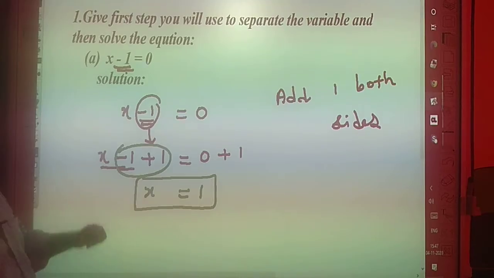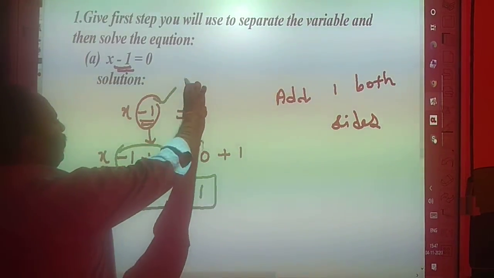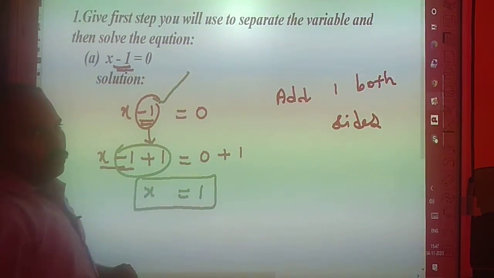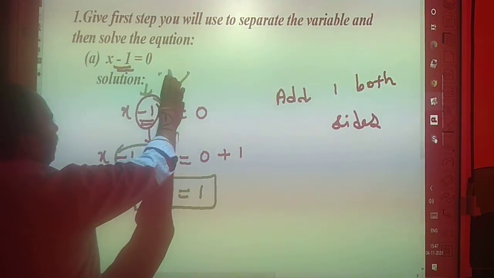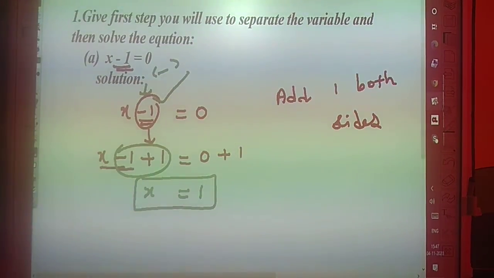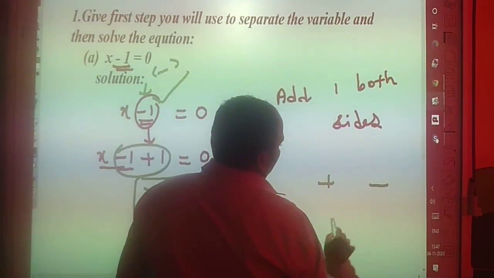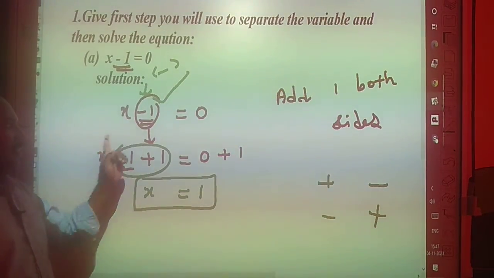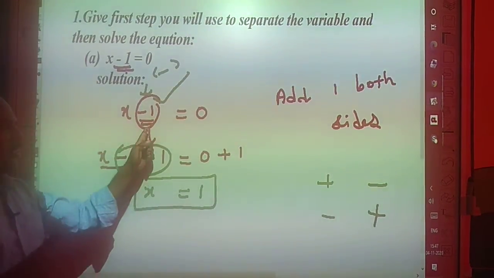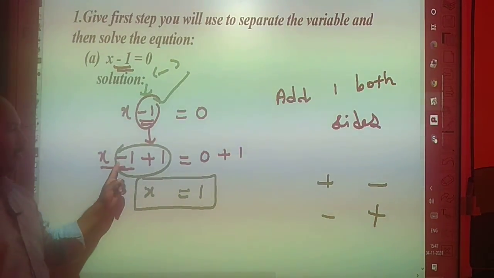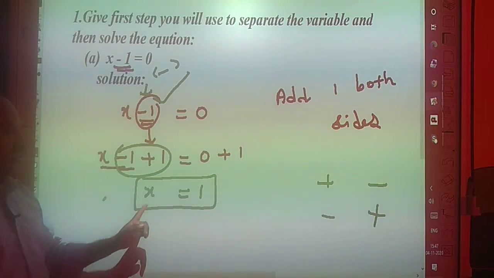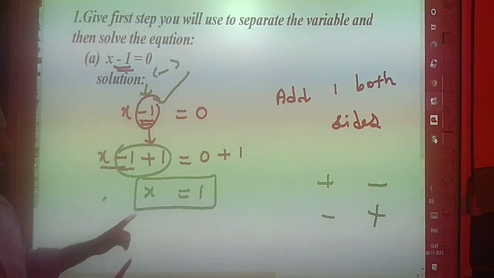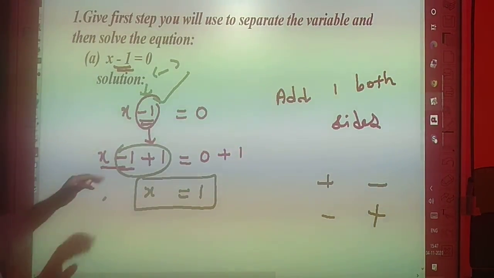First we take the value plus 1, because the given equation is x minus 1 is equal to 0. Here the sign is minus, so we want to add plus 1. Plus means minus, minus means plus. Here in x minus 1 the sign is minus, so we take plus the same number 1. Minus 1 plus 1 is equal to 0. So x only remains, x is equal to 0 plus 1 is equal to 1. The value is x is equal to 1.